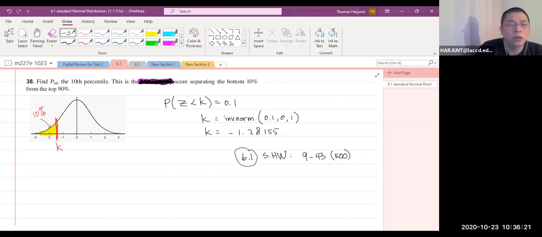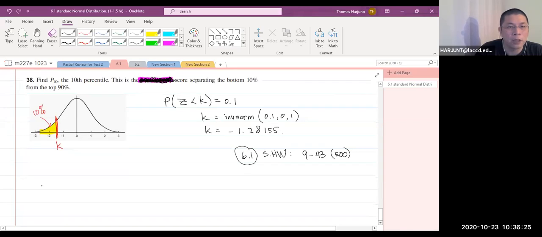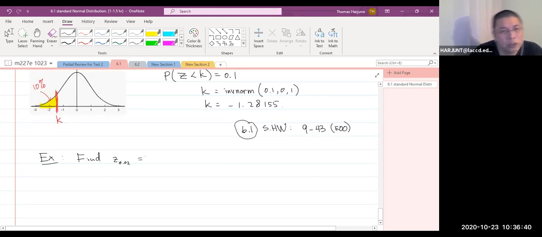There's actually another notation that I need you to be aware of. For example, they have find z sub 0.02. If you see this notation, you cannot run away from notation. You really need to know what those notations mean. I don't really use this last notation, but it will be nice for you to know.